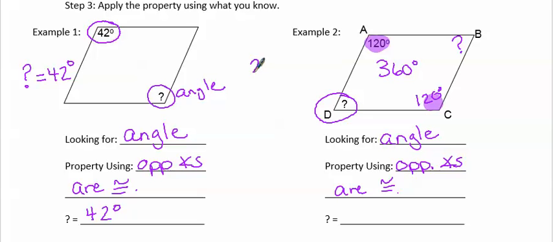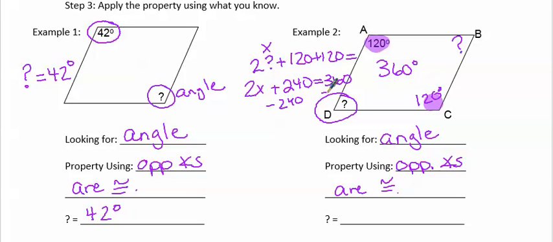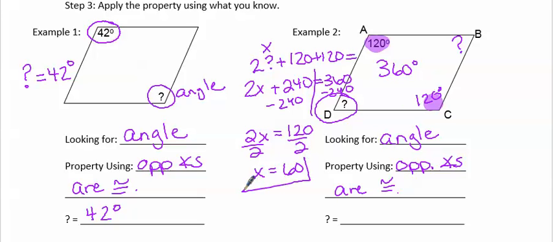So I have 2 question marks plus 120 plus 120 equals 360. So I'm going to use an X for my question mark just because I'm used to doing that in algebra. I get 2x plus 240 equals 360. I subtract 240 on both sides of the equation, and I end up with 2x is equal to 120. I divide by 2, and x is equal to 60. So how big are my question marks? 60.